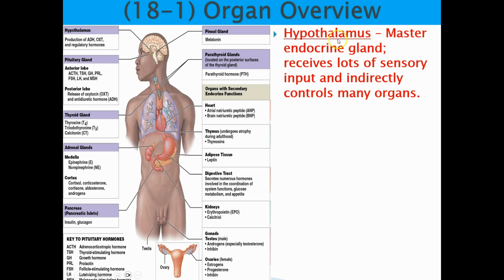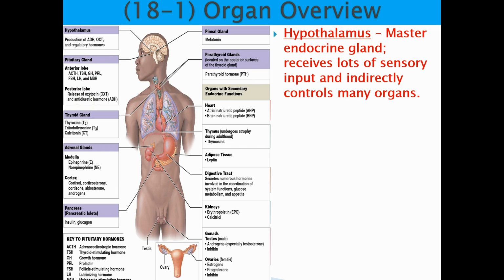And so the hypothalamus, you can see, is the master endocrine gland. A lot of instructors would call it that, no doubt about it, because it's one of the glands that is going to receive a lot of the sensory input, whether it's direct or indirect, and then it's going to control a lot of organs, as we're going to see. Now, it's going to be indirect control, because typically the hypothalamus is going to control the anterior pituitary, and then the anterior pituitary leads to other organ systems having functions.